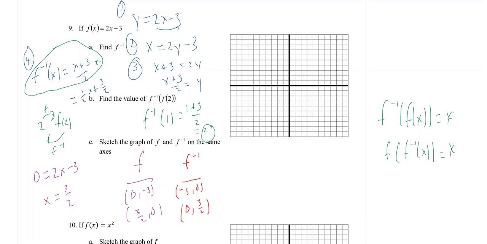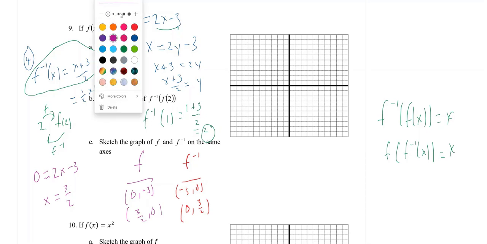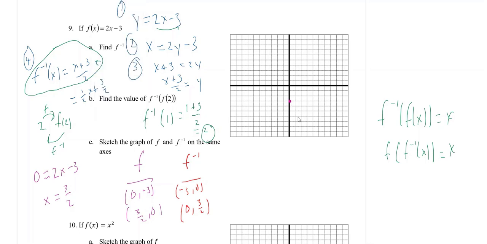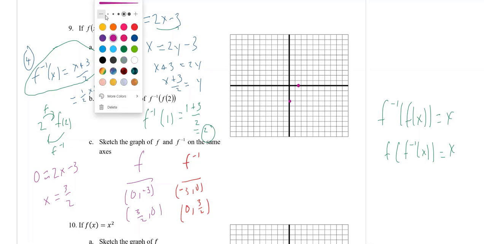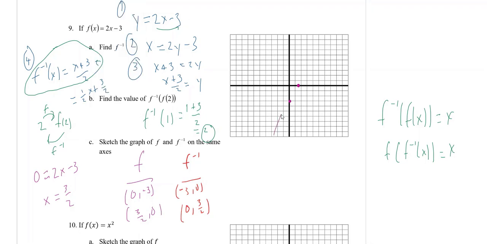So for f, you have a y-intercept of minus 3 here. And you have an x-intercept of 1.5, 3/2 there. And so you draw a line through those 2 points, and you get something roughly like that. That's f.